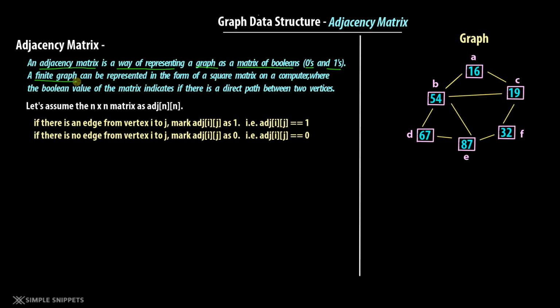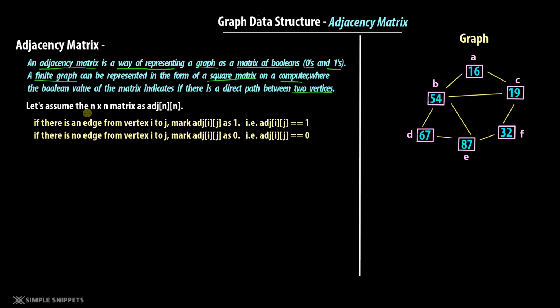And a finite graph, which means that it would have some finite number of vertices, can be represented in the form of a square matrix on a computer, where the boolean values of the matrix indicate if there is a direct path between two vertices. Now of course this sounds a little difficult when you just read the theory, but let's take a look at it in a diagram kind of way.